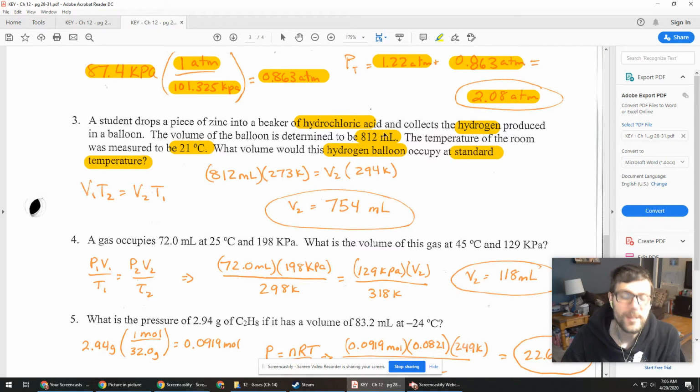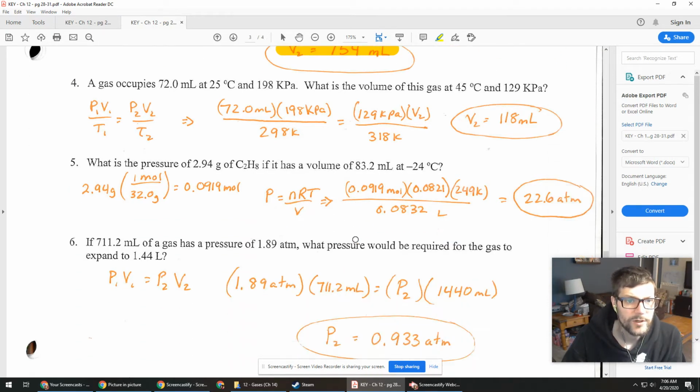So here we have temperatures and volumes before and after, right? So we're going to use the equation V1T2 equals V2T1, or this could also be written as V1 over T1 equals V2 over T2. I just rearranged it. So we're looking at temperatures and volumes. So I'm going to take my initial volume, multiply it by my new temperature, and divide it by my original temperature to get the different volume that it would occupy.